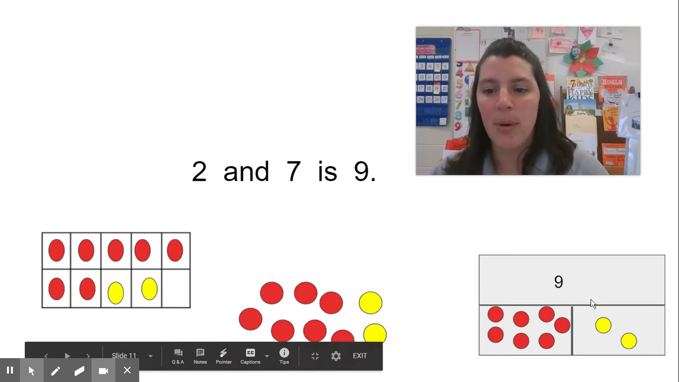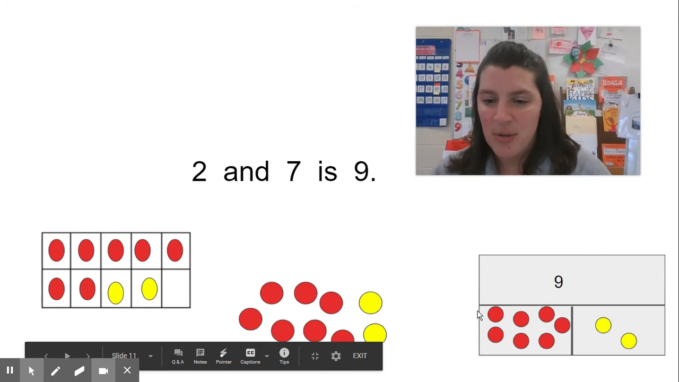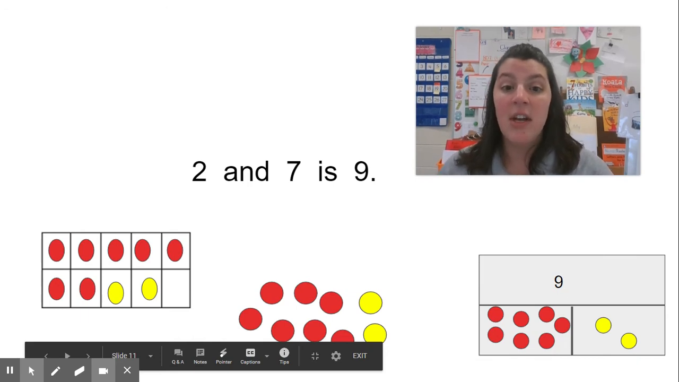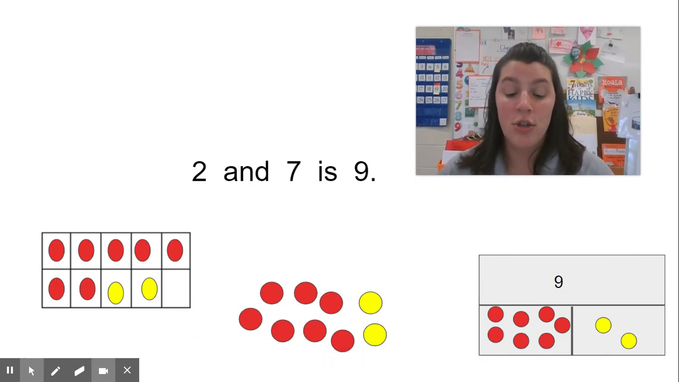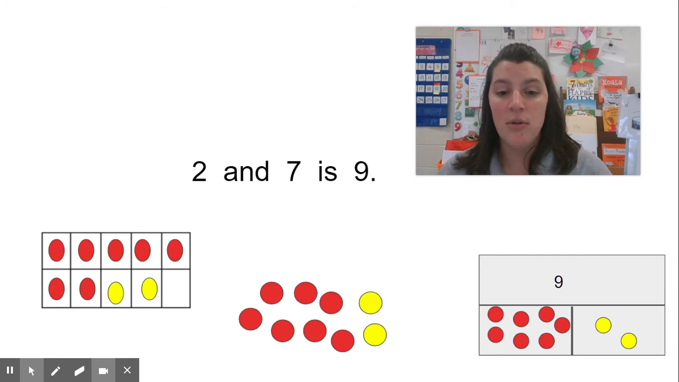And then we have our part whole mat. Here's a part, here's a part, here's the whole or the total. What's that number? 9. Here's one part, which is the red ones. There are 1, 2, 3, 4, 5, 6, 7. That's the same as before. And here's the other part, the yellow ones. How many are there? 2. 7 and 2 is 9. So we might have noticed that all of these examples show 7 and 2 coming together to make 9.